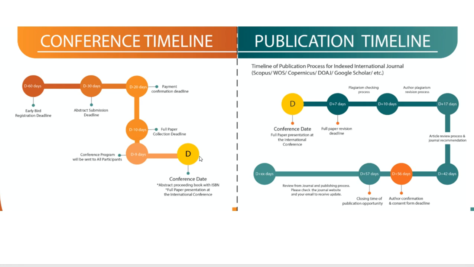After that review, they give qualitative input for you to submit for publication, passed on by the publication chairs to the publication platforms. Okay, this is the conference timeline. Now the publication timeline, that means the general publication timeline for indexed journals and indexed international journals: Scopus, Web of Science, Copernicus, DOAJ, Google Scholar, etc.